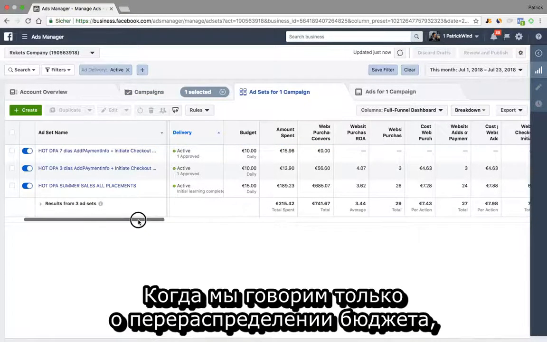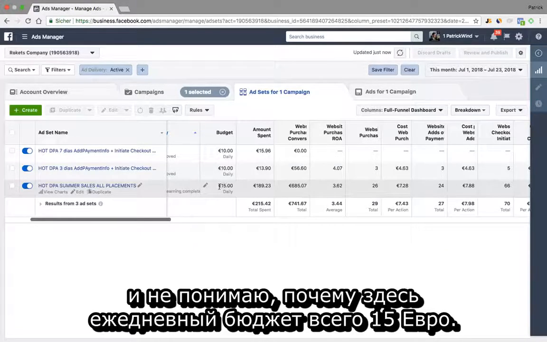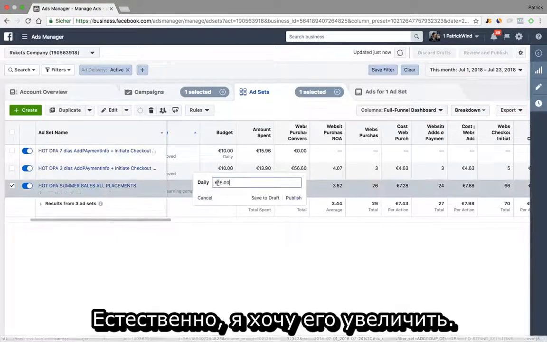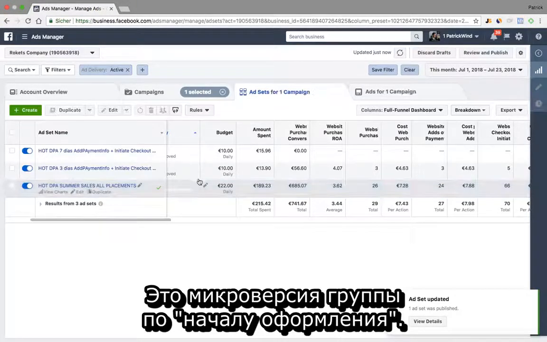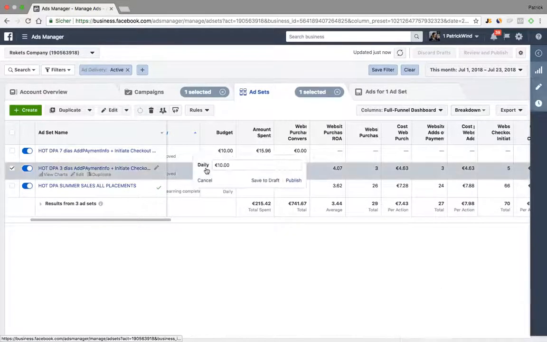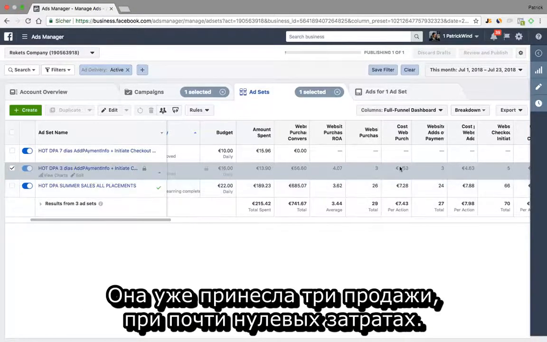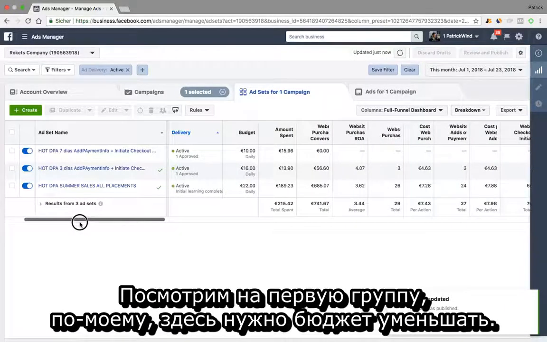Okay, and now when it comes to retargeting, when we just want to talk about budget allocation, I clearly see that these two ones are amazing, and I wonder why this one only has 15 euros daily budget. So I would really like to increase it to 22. This is a micro variation of the initial one. Okay, so it was just reduced to 3 days and it performed very nicely. It already brought 3 sales with almost nothing in investment, so that's also why I would increase the budget here.